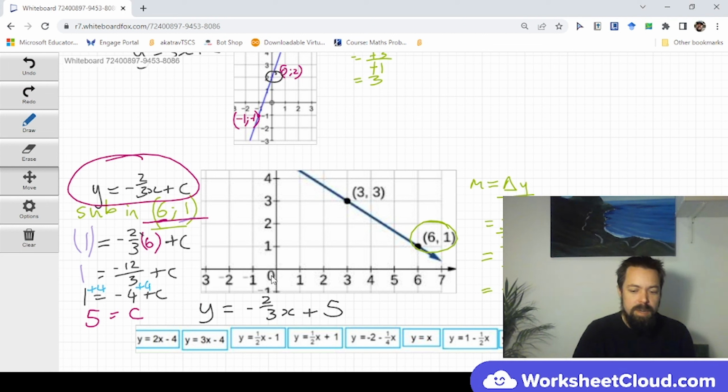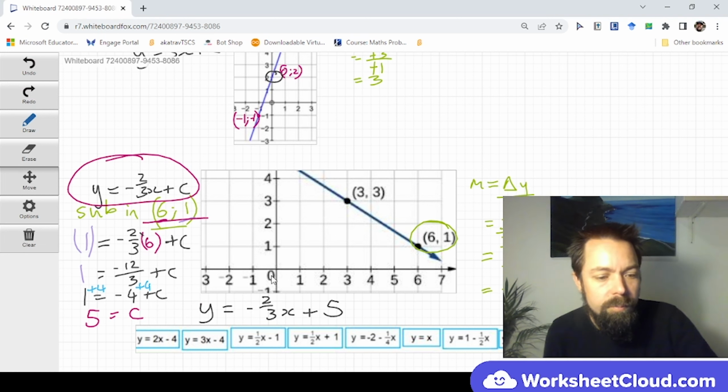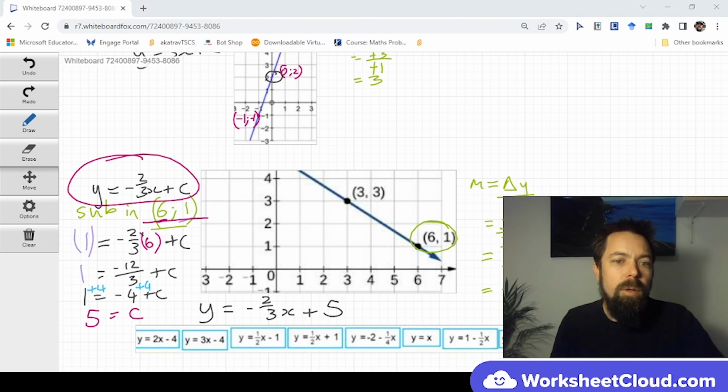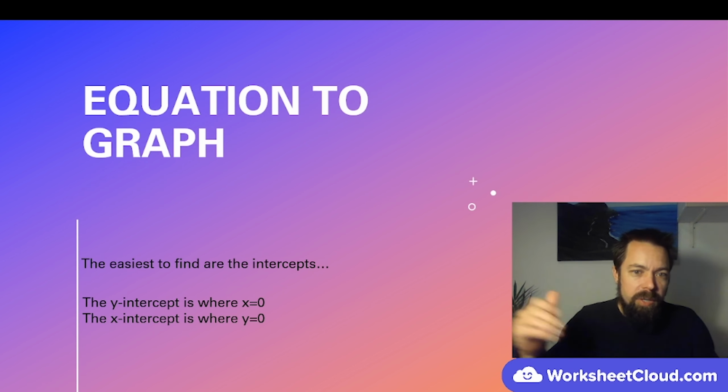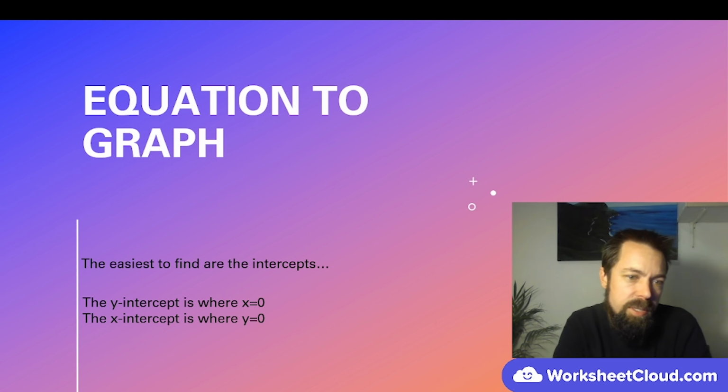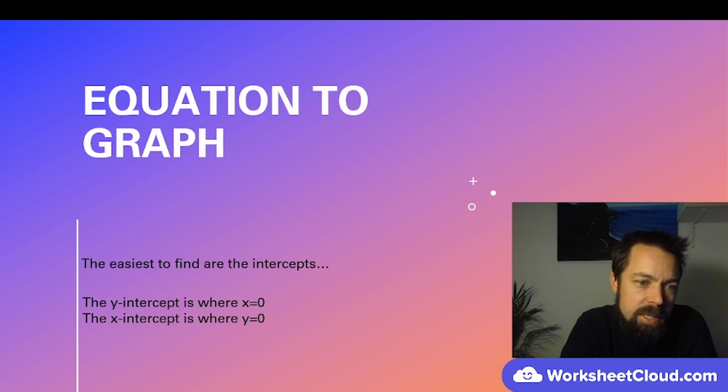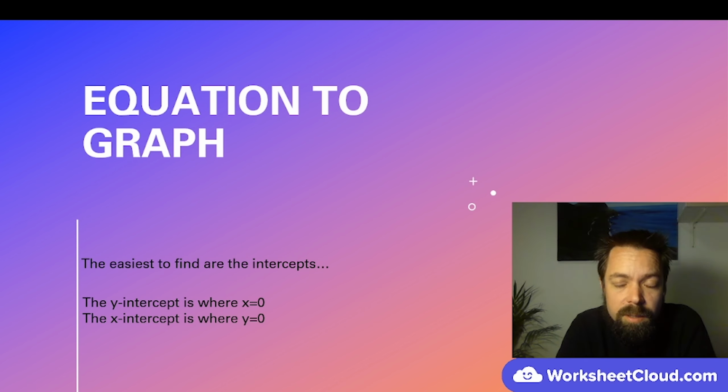And so the next step is to go the other way. So that's where we start with an equation, and we need to draw the graph. Okay, so equation to graph. The easiest way is to find the intercepts: the y-intercept is where x equals 0, and the x-intercept is where y equals 0. So when you're given an equation, just put those in, and it'll tell you where it crosses the axes, and then you can do the working.